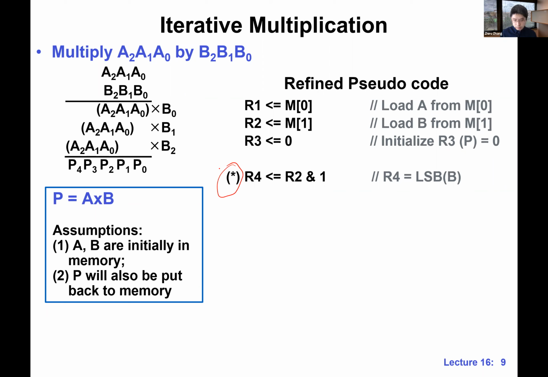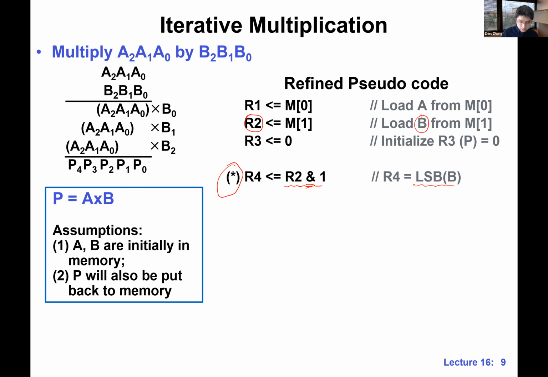And this is how I check the LSB. So I'm doing first again R2, right? R2 is read B. R2 holds B. What I'm doing here is an AND. So this operator means AND in my pseudocode. I'm ANDing R2 with the 1. What does this mean?